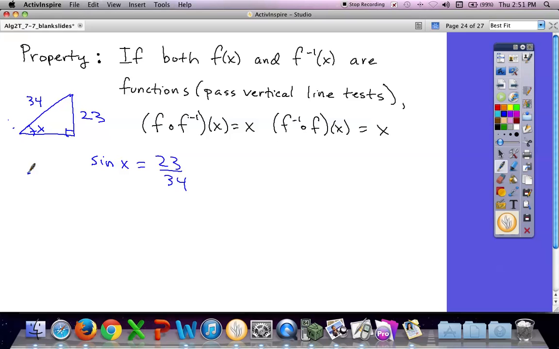Okay, now we have to solve for the x, but the x is inside a function, and we cannot divide by the letters sin. Doesn't work that way. So what we do is we use this property right here. We take the sine inverse of both sides.